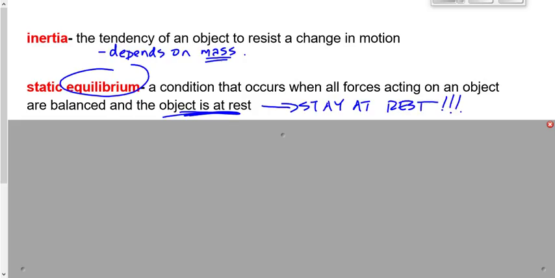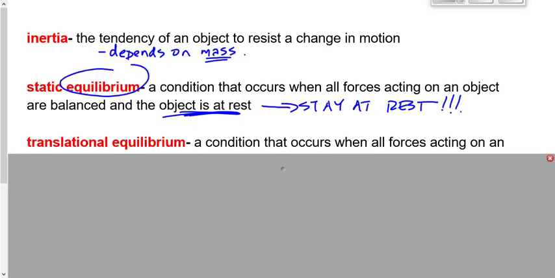Now, if all of a sudden you have an unbalanced force, well then it won't stay at rest, but now you're not in a state of static equilibrium. Static equilibrium only occurs when the forces balance each other. As soon as that condition is gone, you're not in static equilibrium, and now it can move, now it can accelerate.